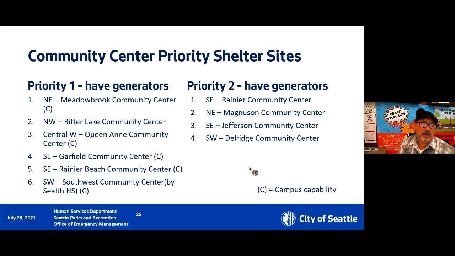These centers have a C in parentheses after them. That means that they have the capacity to create a campus type setting if needed for a large event. We have Priority 2 shelters with generators like Rainier Community Center in the southeast section, Magnuson Community Center in the northeast, Jefferson Community Center in the southeast, and Delridge Community Center in the southwest.